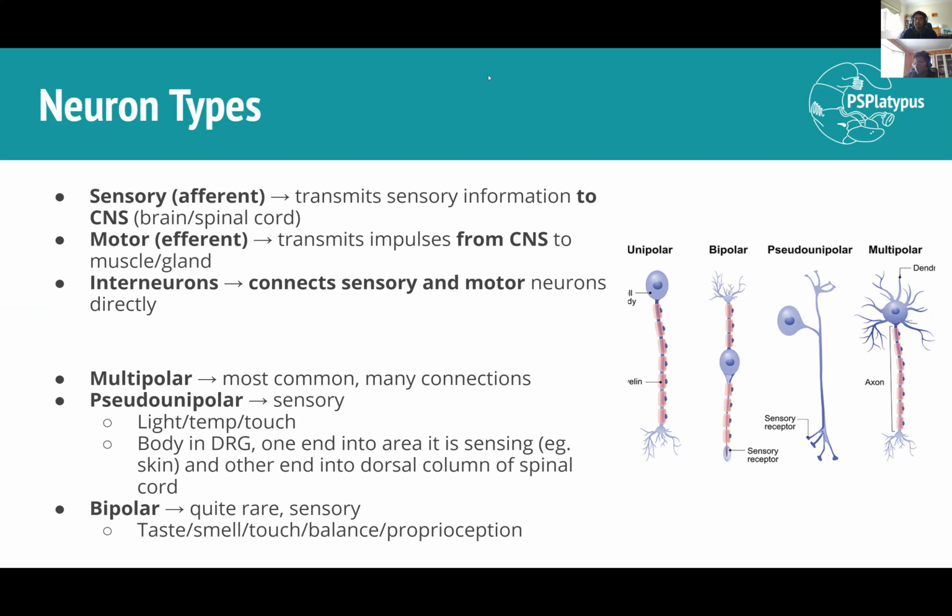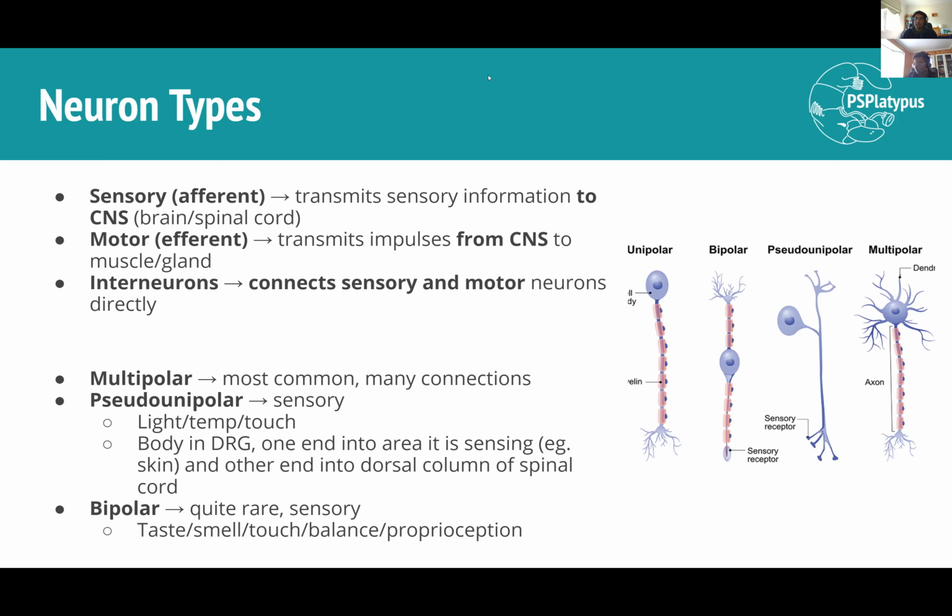So yeah, multipolar, that's the stereotypical type of neuron. We already talked about that one. A pseudo-unipolar one, that's a type of sensory neuron, basically. So you'll see there we have sensory receptors on one end, and the body of this neuron will be in the dorsal root ganglion, and the other end is going to go into the spinal cord and synapse on the dorsal column.